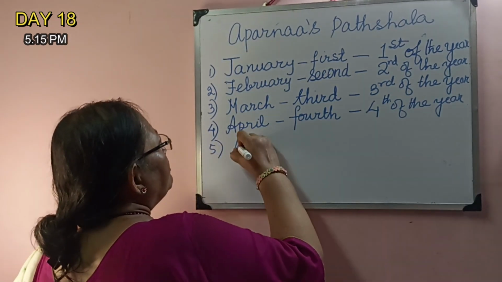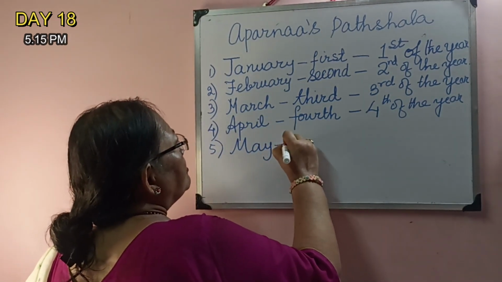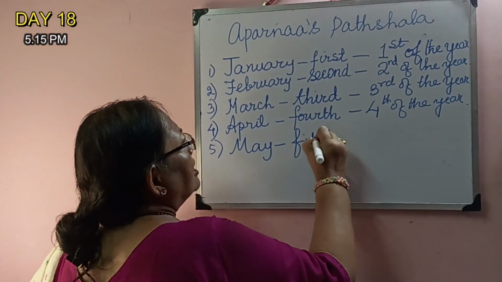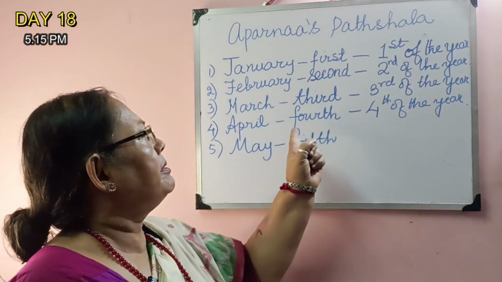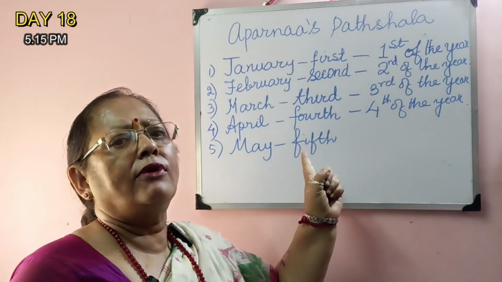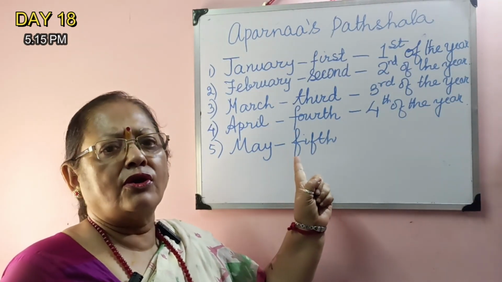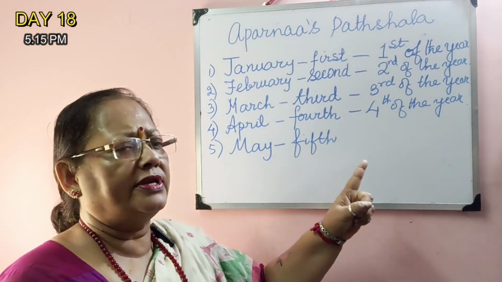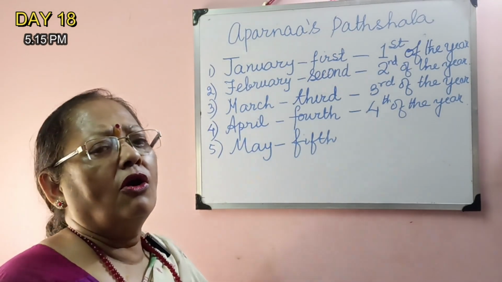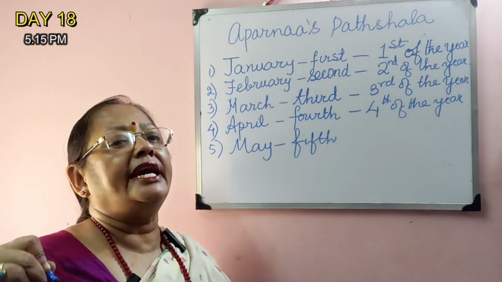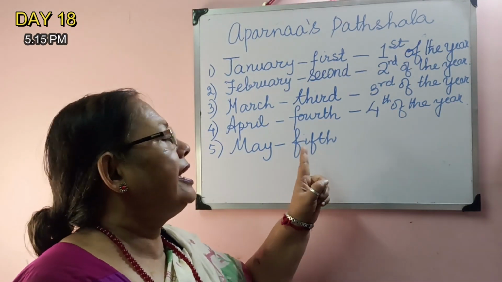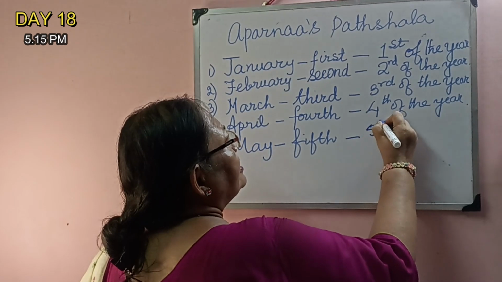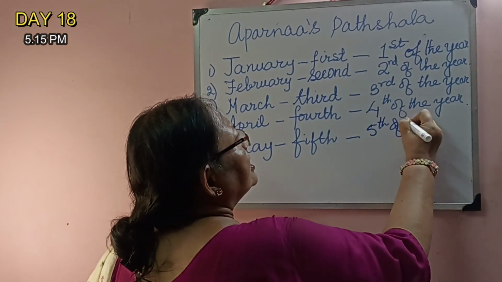Next comes 5, May. May is the fifth. Here you don't make a mistake. Another thing to remember, fourth: some of you write F-O-R-T-H. No, it is wrong. You have to write F-O-U-R-T-H, fourth month of the year. Next comes fifth. Everybody writes F-I-V-E-T-H. Wrong. Fifth, F-I-F-T-H, fifth. And here you write 5 T-H of the year.